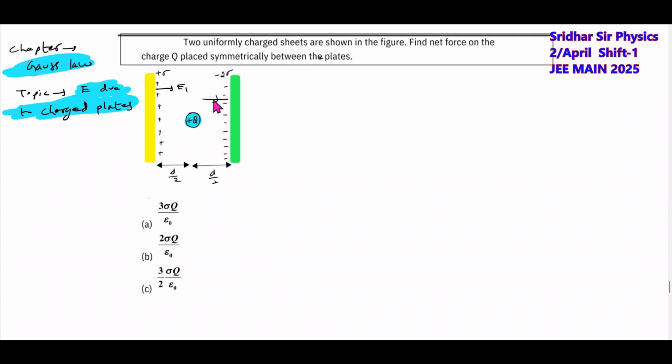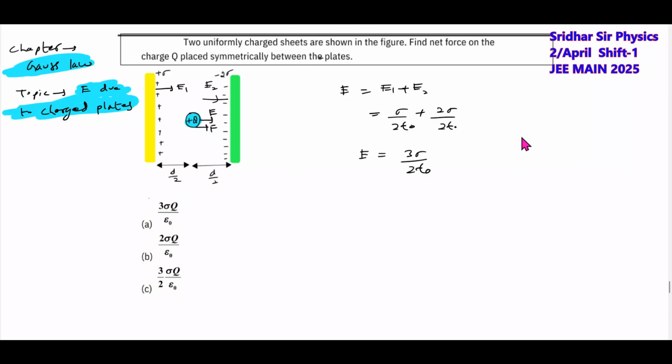This will produce electric field E2. The net field will be towards right. You have to add up. The total field will be E1 plus E2. How much is E1? Sigma by 2 epsilon naught. E2 will be 2 sigma by 2 epsilon naught. So the total will be 3 sigma by 2 epsilon naught. Then the net electrostatic field is in this direction.